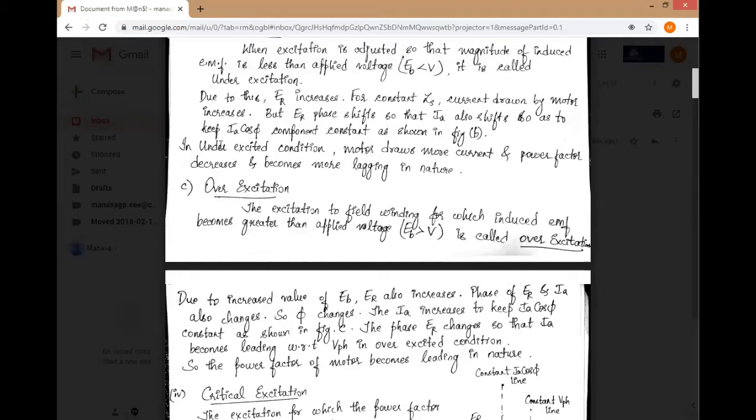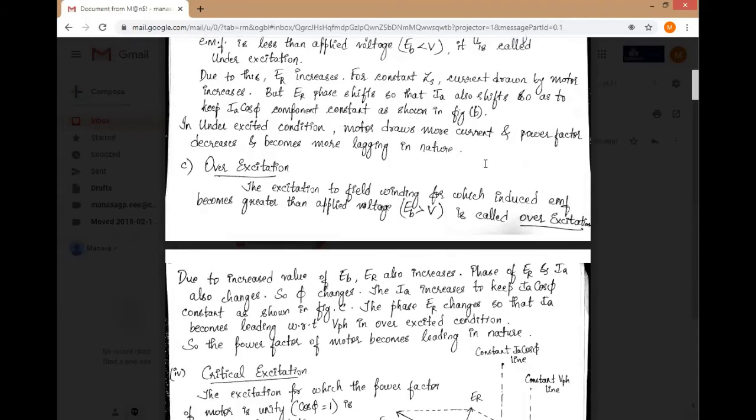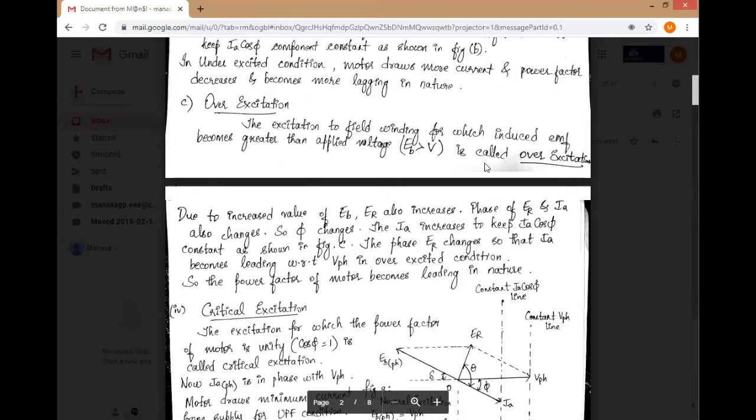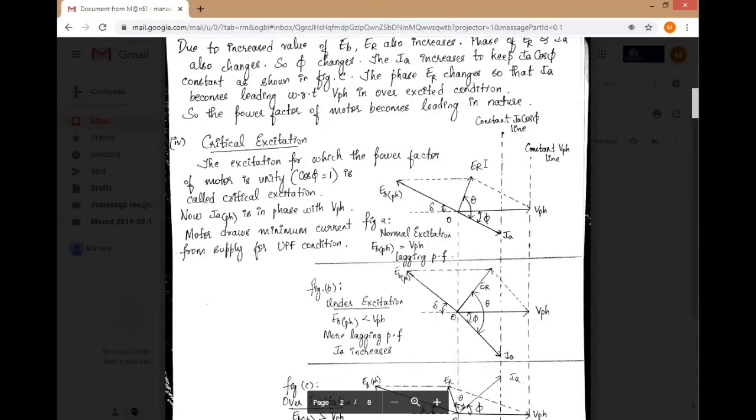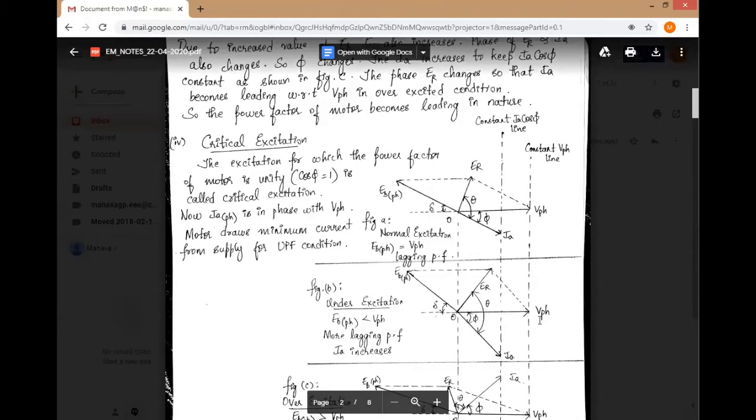So under excitation condition, that is whenever the motor is under excited, the motor draws more current from the supply, because of which the power factor decreases and it becomes more lagging in nature. So that is represented here in the phasor diagram.